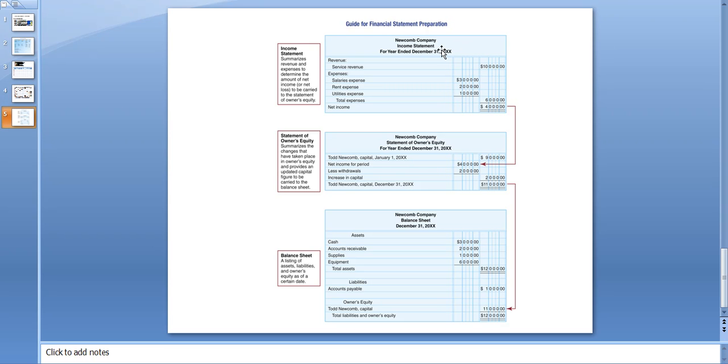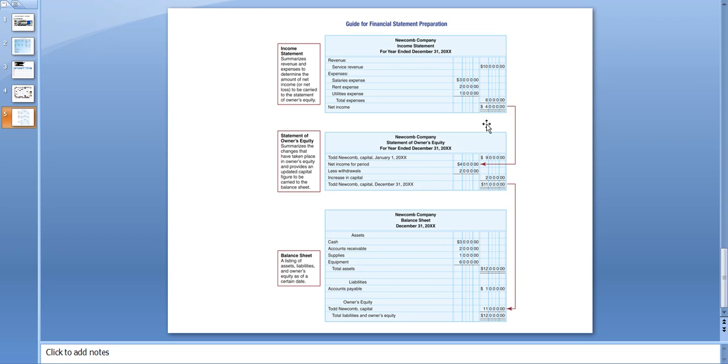Also note the headings for income statements, and financial statements in general, will show the company name, the type of statement, and then the time period that we're looking at. We're looking at a year ending December 31st in this situation.